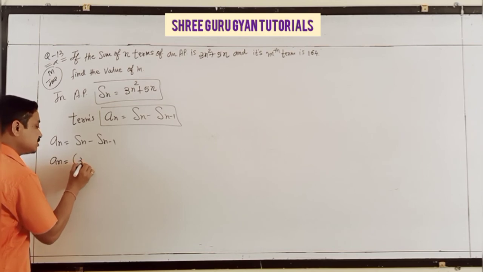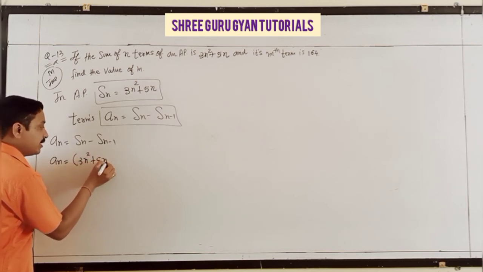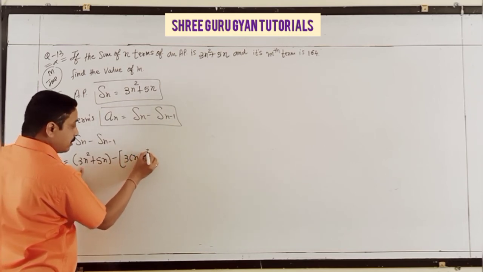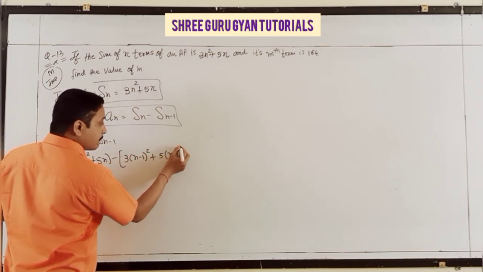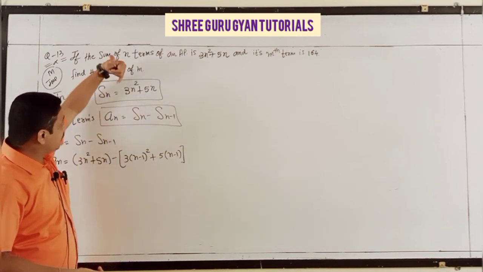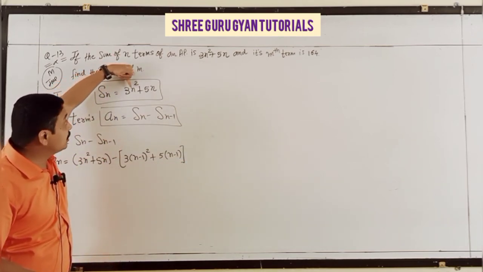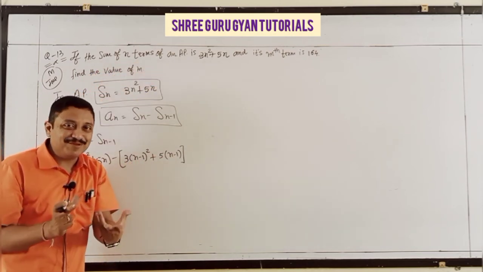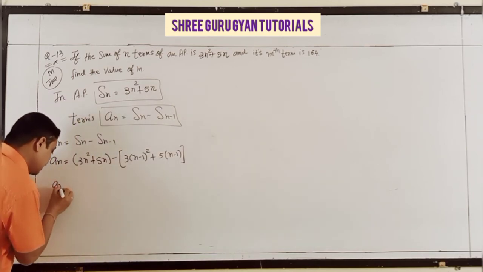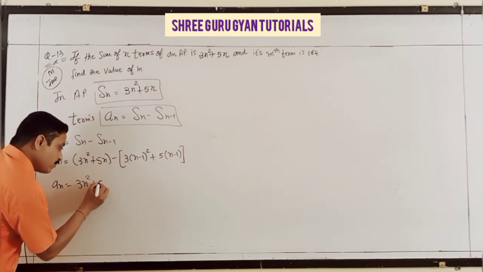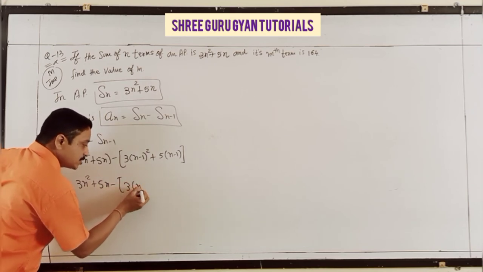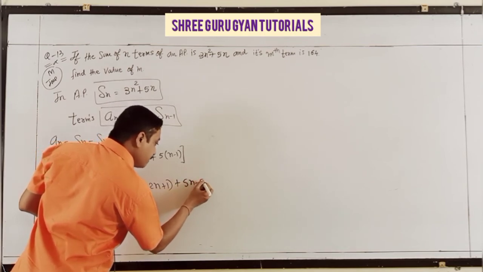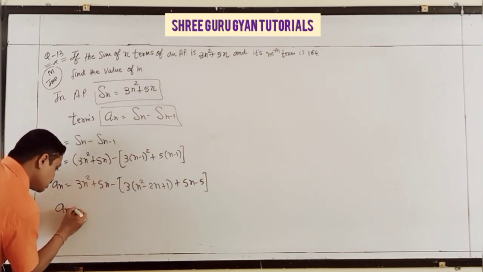What is Sn? 3n square plus 5n. But for S of n minus 1, you apply, in place of n, n minus 1. Again, repeat: in place of n, whenever n is given, you just write down n minus 1 and then simplify. Yes, so that term is ready. 3n square plus 5n. Here 3n square minus 2n plus 1 and 5n minus 5. So the internal calculations are now ready.